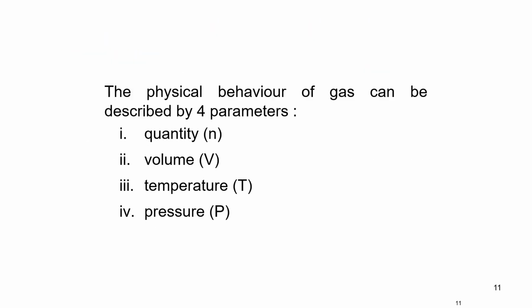So kita akan interrelate between these four parameters in explaining the physical behavior of gas. So we have n, mole, V, volume, T, temperature, and P, pressure. So we relate 2 parameters and the other 2 parameters will be constant.